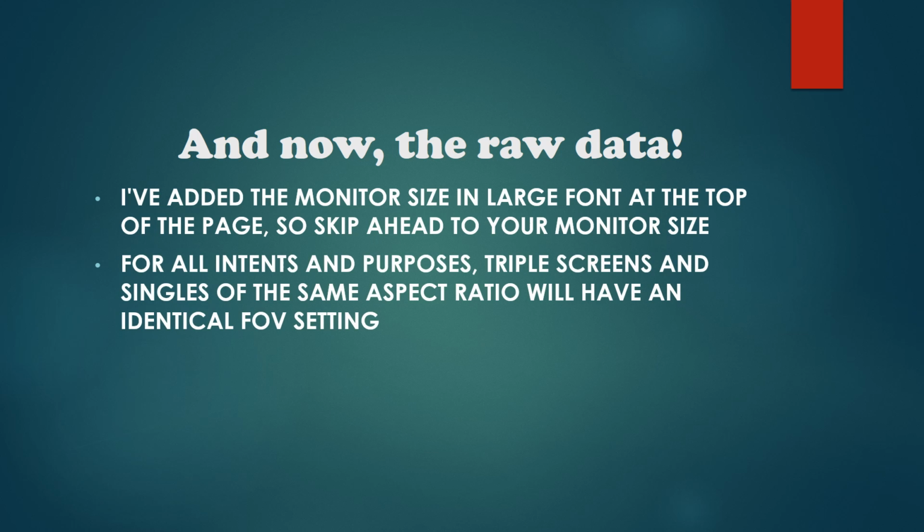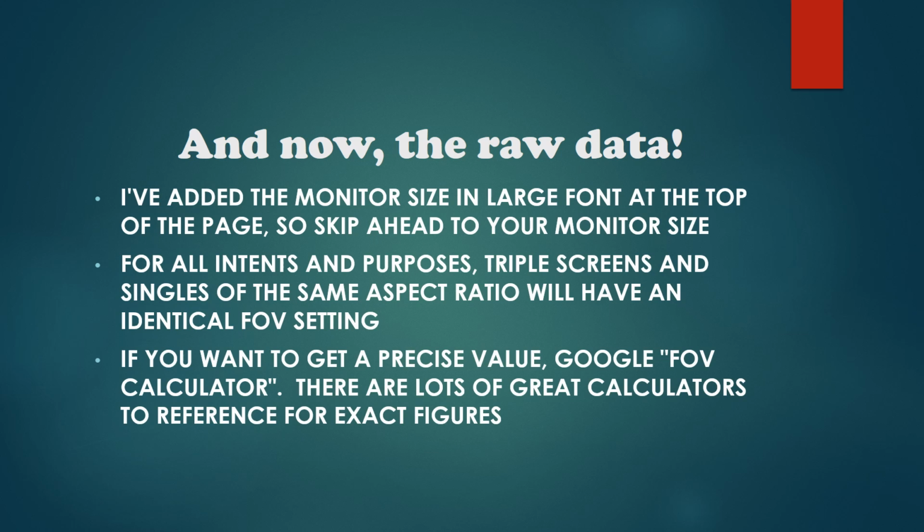And for all intents and purposes, triples operate the same for field of view as a single monitor. So if you are running triples and wondering about your field of view, it's the same as singles. But if you want to get a precise value, again, if you're very serious about your sim racing and want an exact, to the decimal point kind of thing, or to 2 decimal points, there are lots of calculators online that help me get this data, and you can look those up. I have rounded to the nearest whole degree because that's how Assetto Corsa operates, but if you want to get ridiculously precise, go ahead and use one of those calculators.